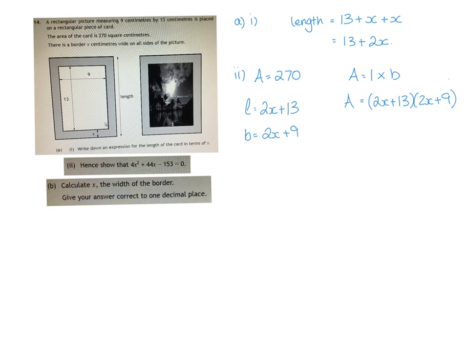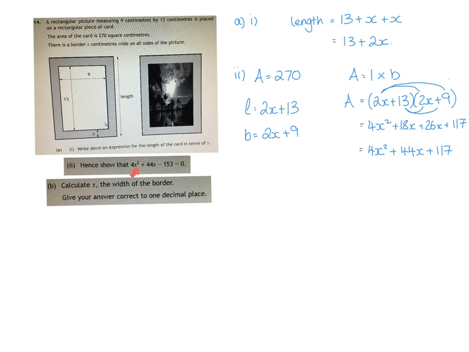So now we multiply our brackets. So we get 4x squared, plus 18x, we're going to add 26x, and then we're going to add 13 times 9, which is 117. And then we can rearrange, collect our like terms, so we get 4x squared plus 44x plus 117.